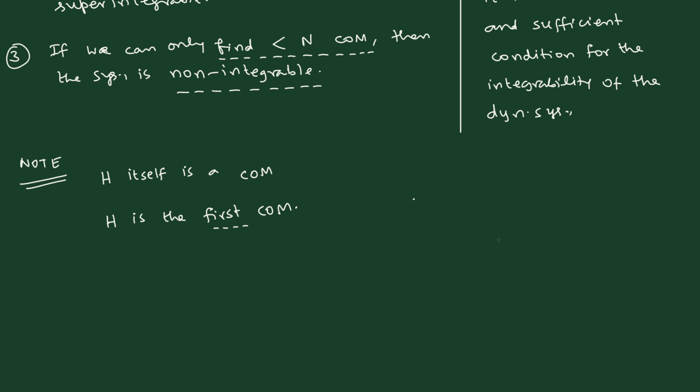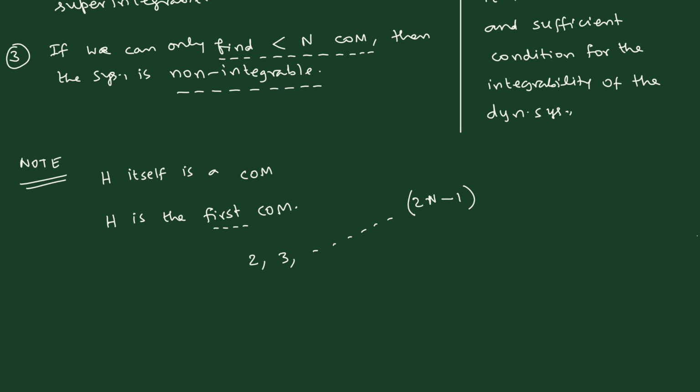Without doing anything, you directly say that the Hamiltonian itself is a constant of the motion. Therefore, out of the maximum number of 2n minus 1 constants of the motion, one is already readily discovered, and that is the Hamiltonian. That is why we say the Hamiltonian is the first constant of the motion. Your job is to find the second, third constant of the motion, and so on until the maximum of 2n minus 1 is reached. Reaching 2n minus 1 is not easy, as I already explained. If you are able to find fewer than n of them, then the system is non-integrable.